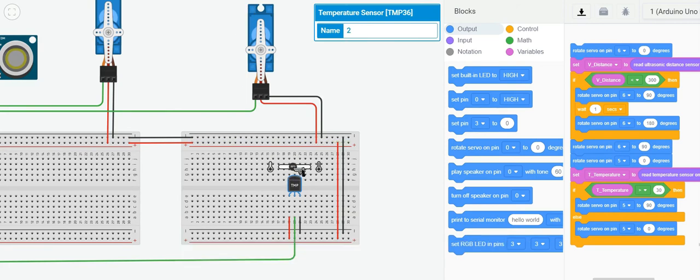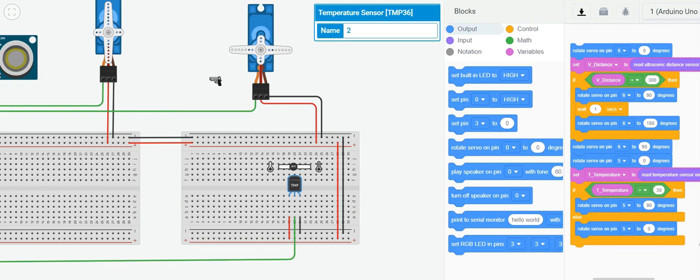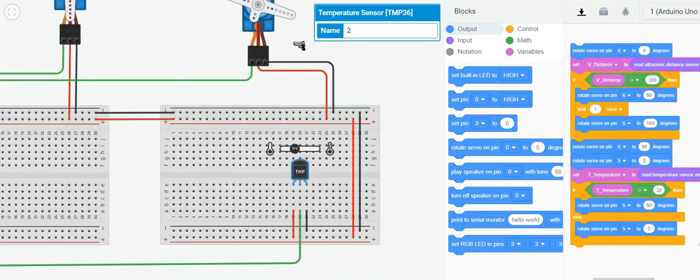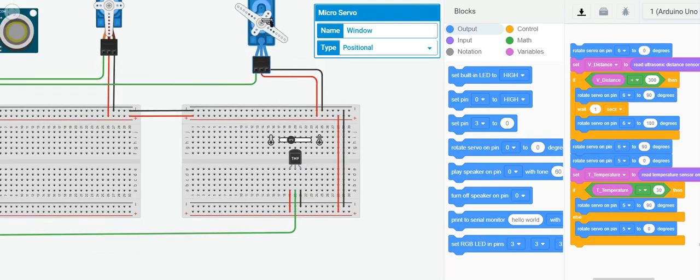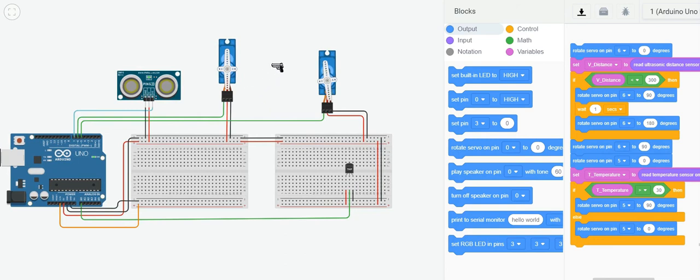So let's move up to 35 degrees Celsius. As we can see, the servo will start to rotate. This indicates the window is closing. And when the temperature has dropped, this is 35 degrees Celsius, and just imagine it is 17 that night, the servo will return to its normal position. So that's it for the simulation.